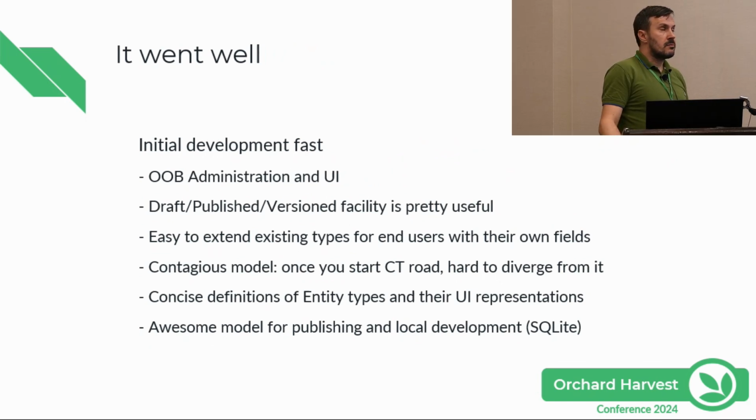So the whole thing went well, and we managed to wrap up 3 different systems into one: WordPress, One Day, and Portal into Orchard. As I said, the great thing about Orchard is the out-of-the-box administration UI. You get users, you get an admin interface, you get permissions. The draft publish version facility is very useful and something you would always have to develop if you're doing it manually. Easy to extend existing types, awesome, although not much used by our users, mostly by our developers.